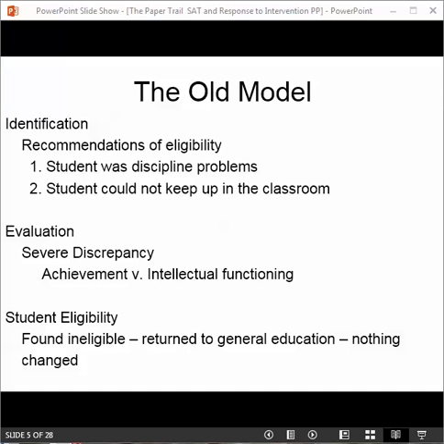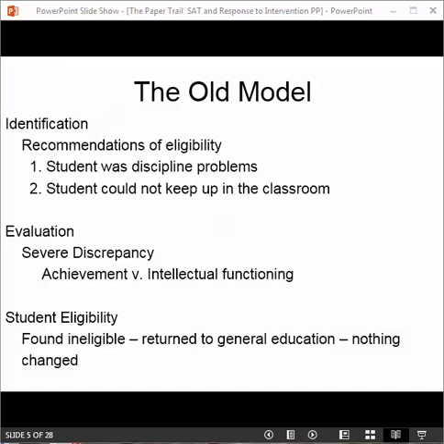My son was identified under the old model. He was in first grade and he was struggling, and we knew it at home. We were aware of it. We were working on things. And his teacher finally came to me, and I think she was a little bit nervous, and she said, "I think he needs to be tested." And I was like, "Yeah, I do too."